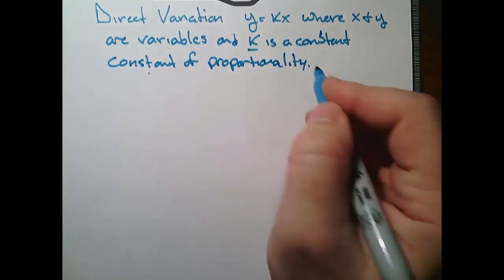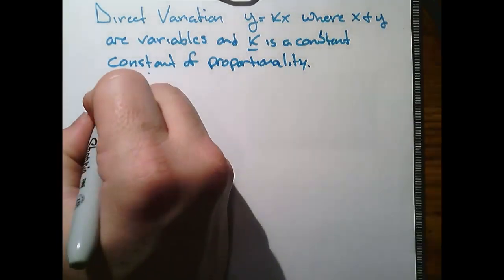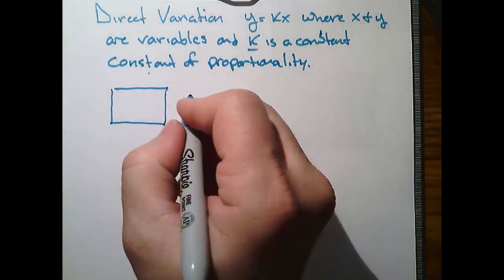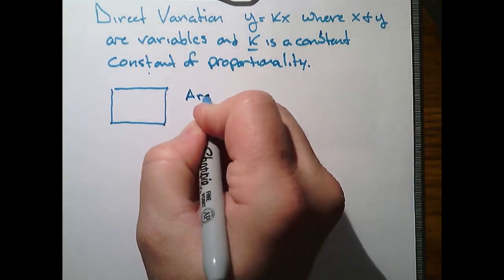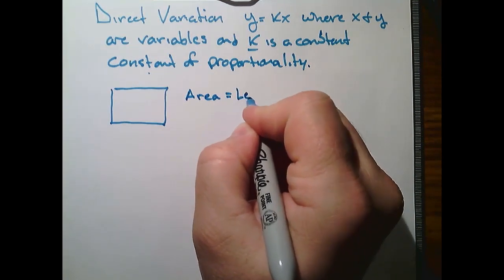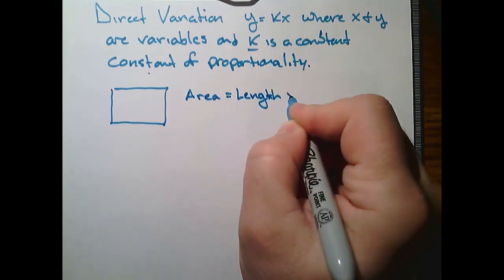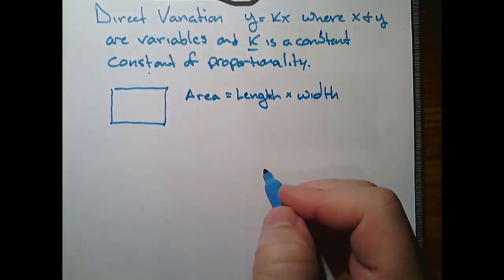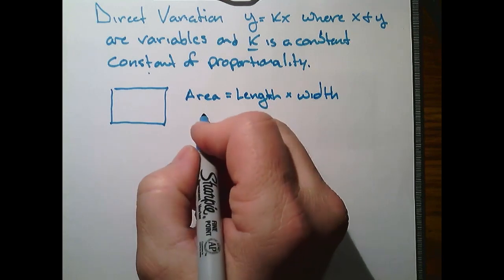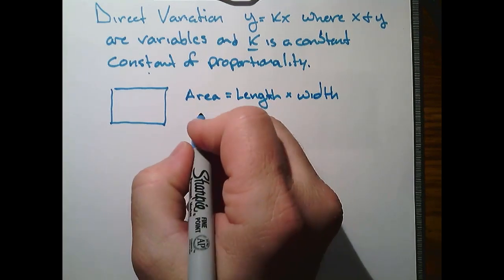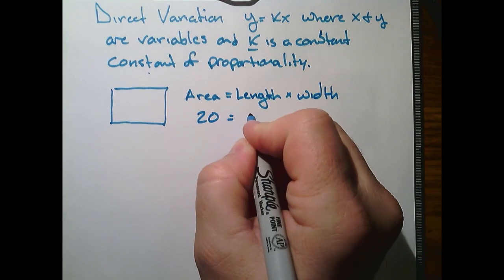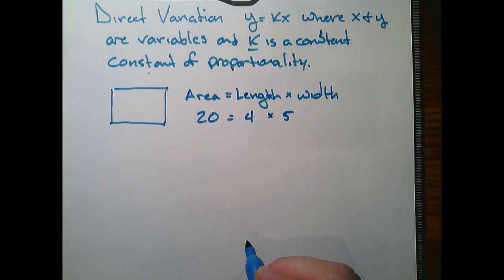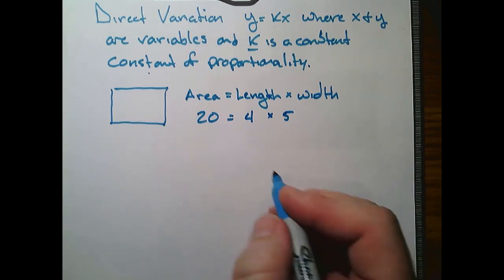All right, so let's look at an example of this one. If we have a rectangle, and we know the formula for the area of a rectangle is equal to length times width. Now suppose we have a rectangle, and our area is 20, and we have a length of 4 and a width of 5. Pretty straightforward.